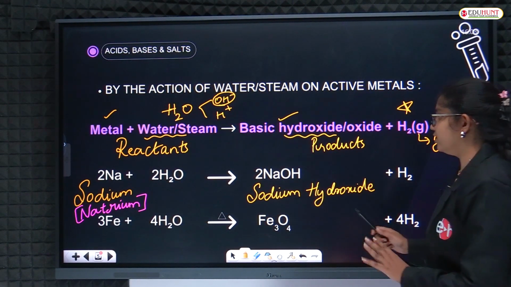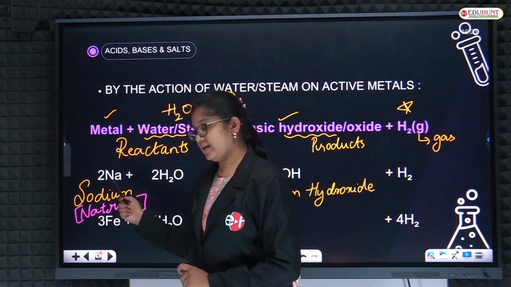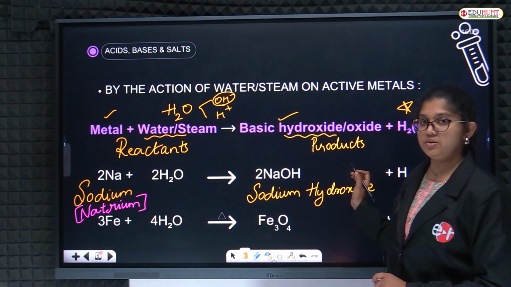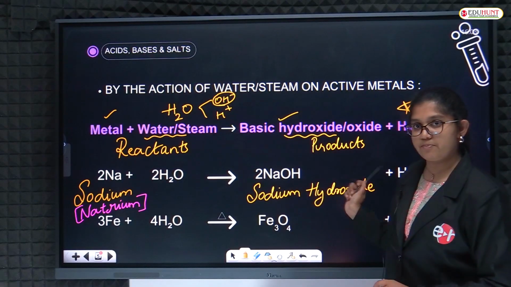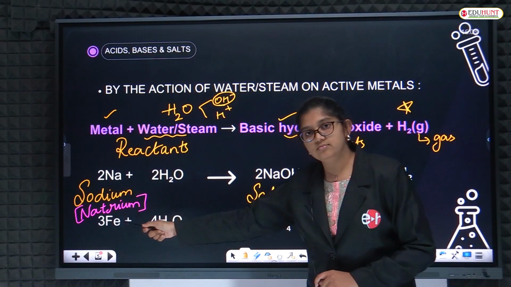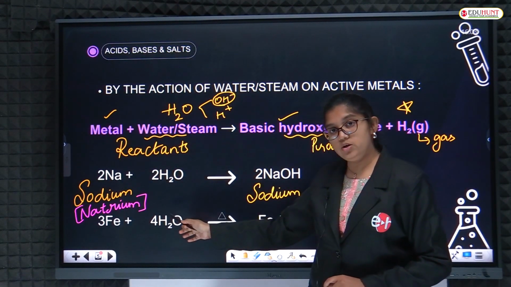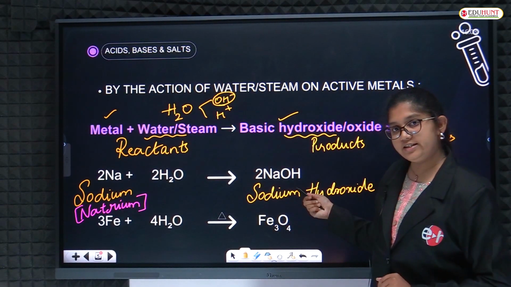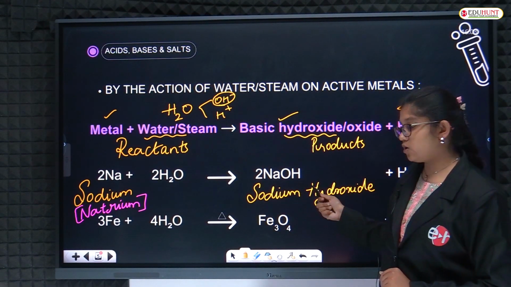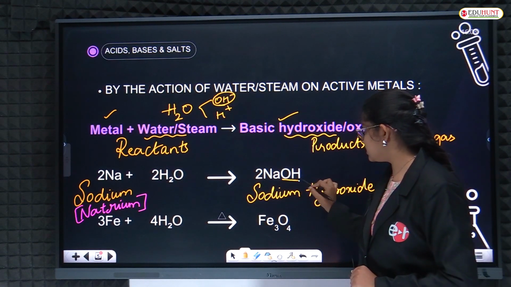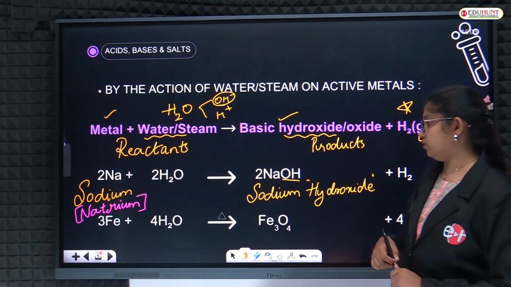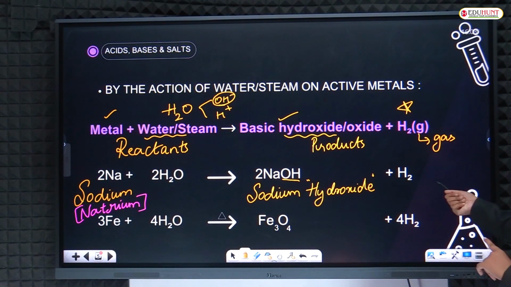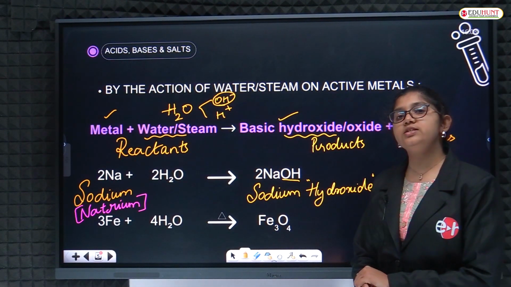Here in the first example we observe 2 Na plus 2 H2O gives rise to 2 NaOH plus H2. We have taken a metal such as sodium along with a water molecule, water or steam, maybe it varies. And for that we are getting what, oxide or hydroxide, children? OH means hydroxide. Very good. So sodium hydroxide and the extra product, H2, means hydrogen gas. Very good.